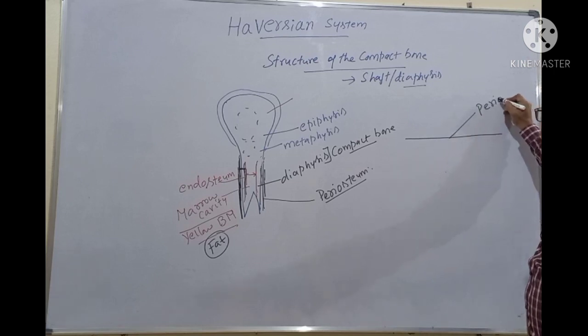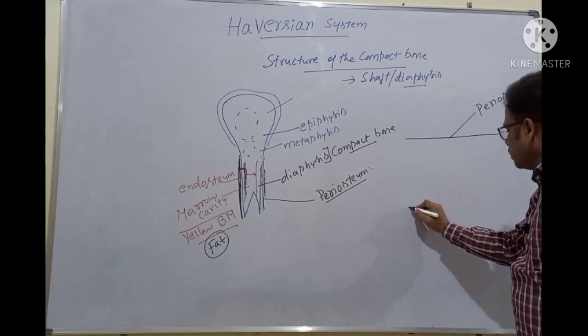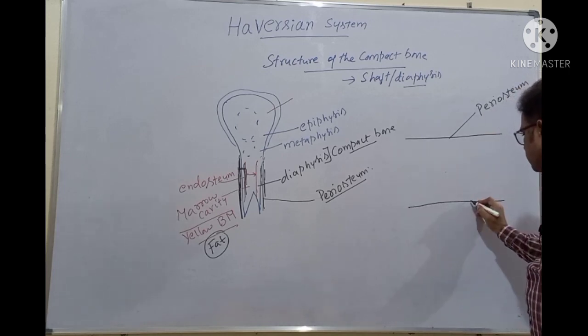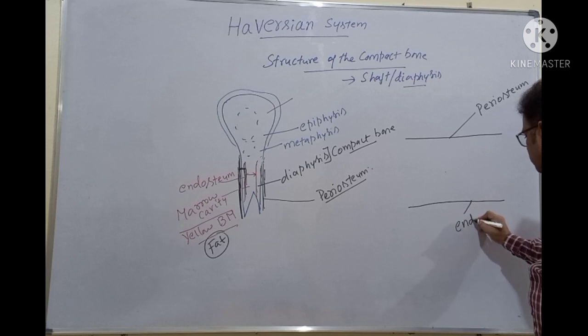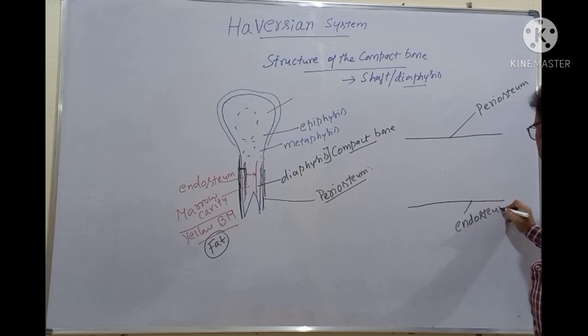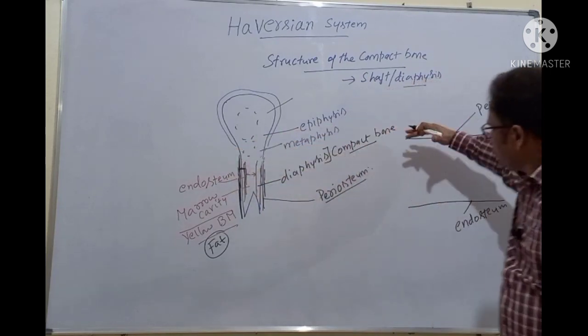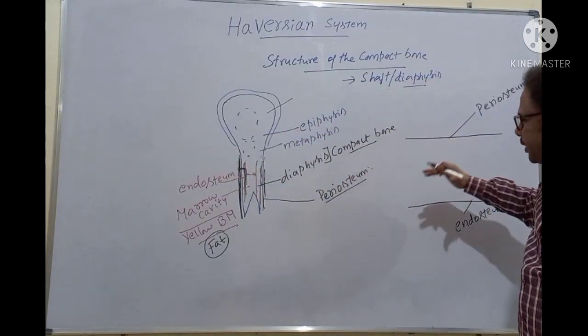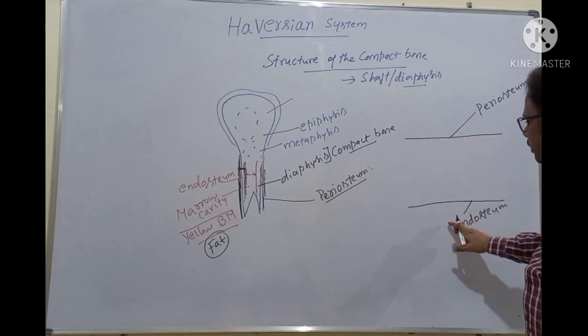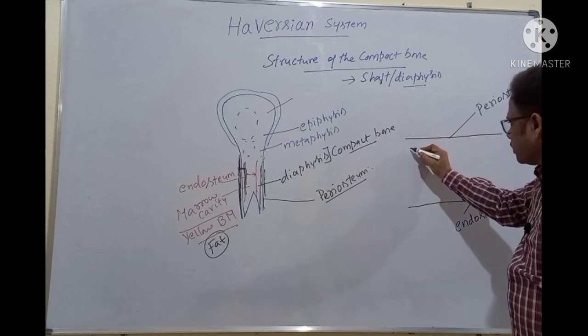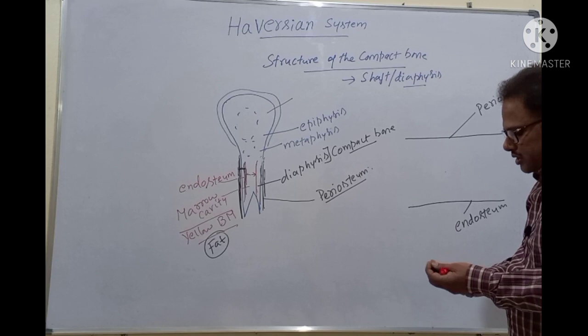Periosteum, and this one is the endosteum. Endosteum, that is this structure. This structure I am drawing separately here to make you understand, isn't it? Periosteum, endosteum. Now here, bone lamellae are present.